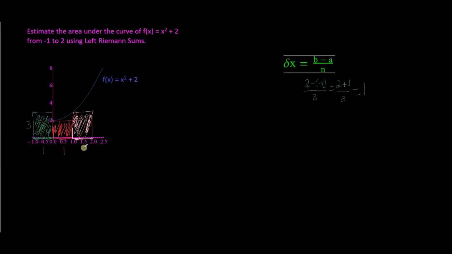And again, our width here is 1. And our height is, well, what is the function evaluated at 1? 1 squared is 1. 1 plus 2 is 3. So this is 3.